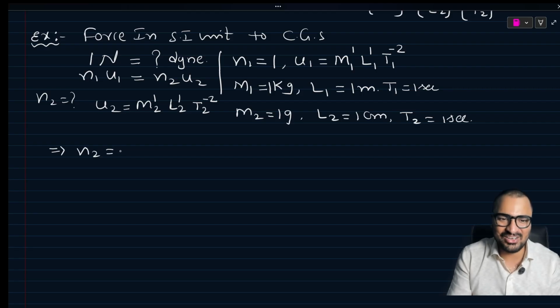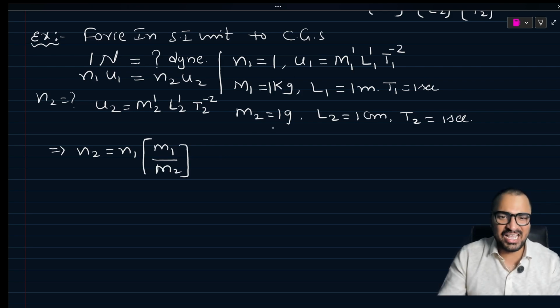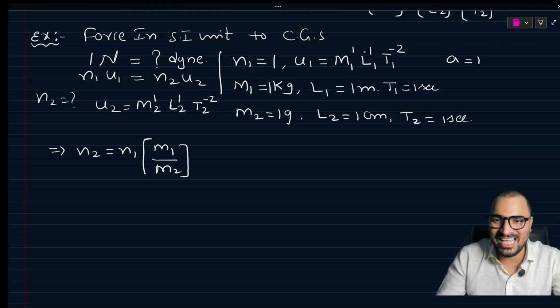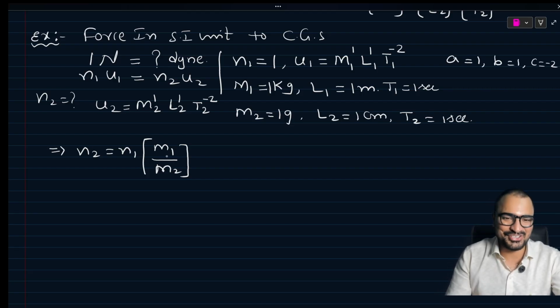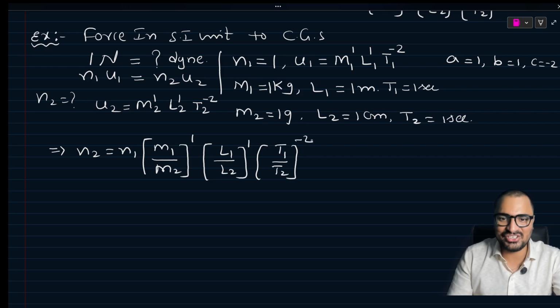We will write that. N2 is equal to, what is the formula we mentioned? N1 of M1 by M2, with powers A, B, C. In the previous step we wrote A, B, C: A is equal to 1, B is equal to 1, C is equal to minus 2. So this means M1 by M2 whole power 1, L1 by L2 whole power 1, T1 by T2 whole power minus 2.